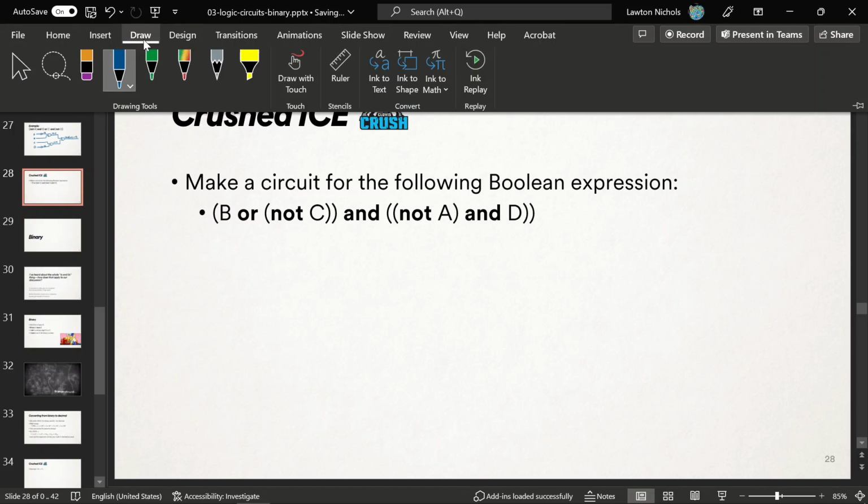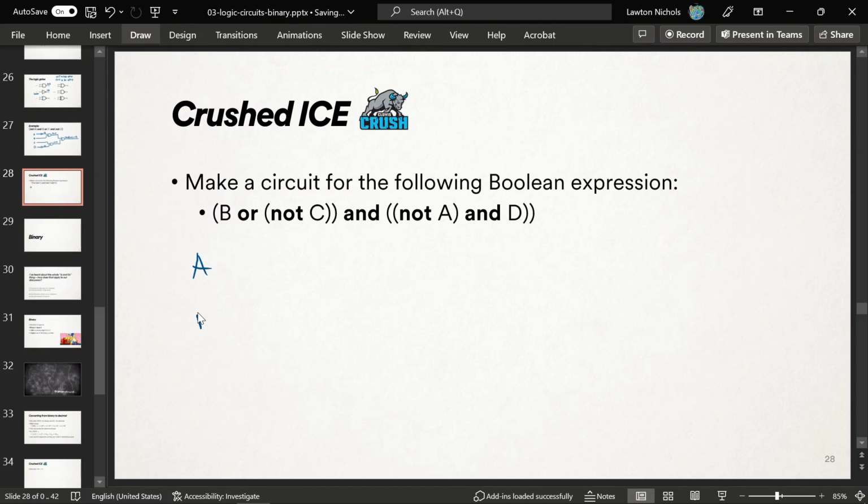We need 4 inputs, A, B, C, and D. And, well, we need to do B or not C. So we got B. We need to negate C. We need to OR them together, right? Let me try and make this a bit cleaner. With an OR operator, an OR gate. So coming along this wire is B or not C, right?